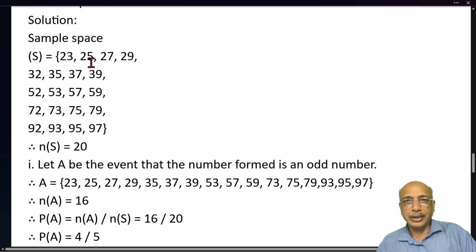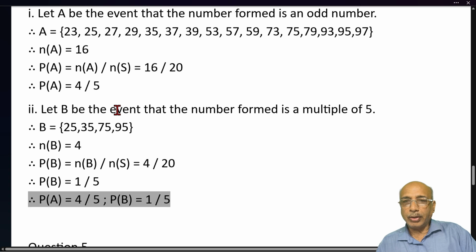The sample space is written on the screen as 23, 25, 27, 29, then 32, and so on. First the numbers starting with 2, then with 3, then 5, 7 and 9 are written in order. So here each has 4, 1, 2, 3, 4, 5 fours are 20. So n of S equals 20. If you write it like this, it will go easy and you will not make any mistake.